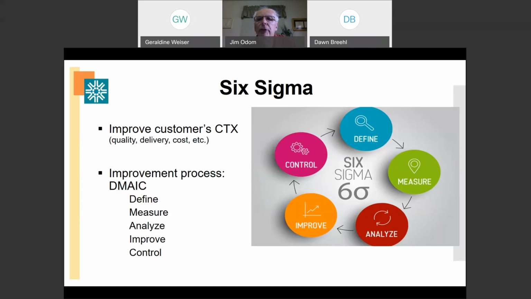The next step is to analyze the data that we get in order to determine the root cause of the problem. From then we go into the improve phase once we understand what the root cause is, and then basically look at what are the potential solutions that would improve this root cause and eliminate our problem. We want these solutions to be efficient and effective, and also to be low cost.